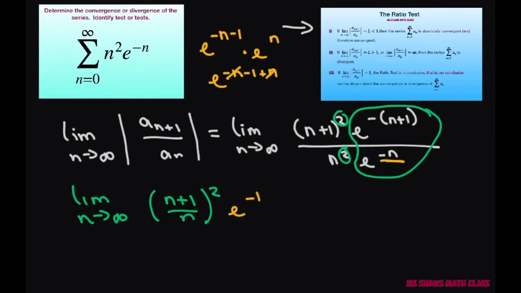Now, when you evaluate this limit, this goes to 1. So you have 1 times e to the power of negative 1, or you can call this 1 divided by e, which is less than 1. So it satisfies condition 1.